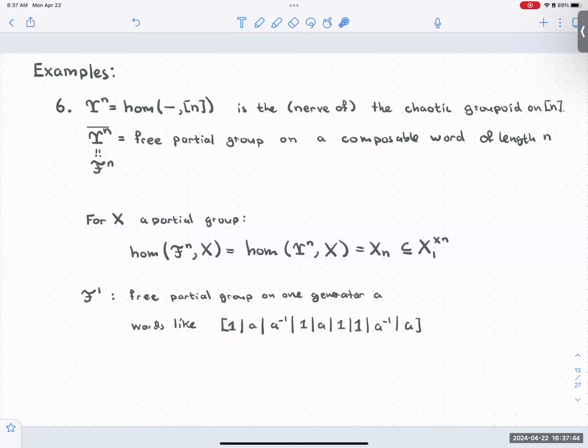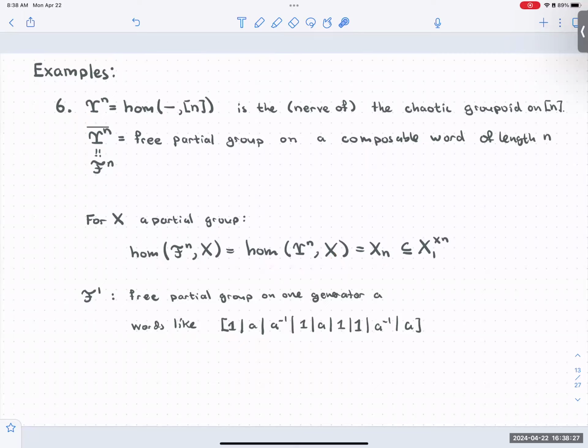And surprisingly, this is not a partial group that appeared in the literature before. And what does it do? It classifies exactly composable words of length n in your partial group, because maps out of it are the same as maps of symmetric sets out of this upsilon n, because every vertex here has to map to the unique vertex of X. So I haven't lost any information by doing that. But that's just exactly X_n. So X_n is the set of composable words in your partial group.